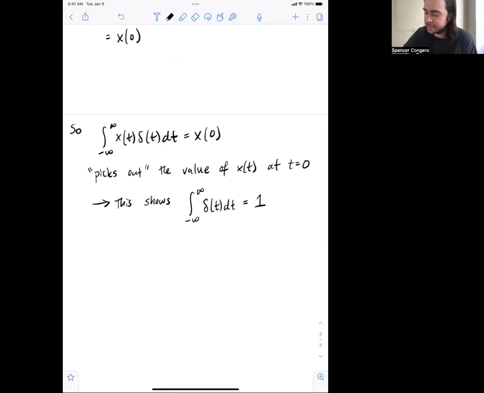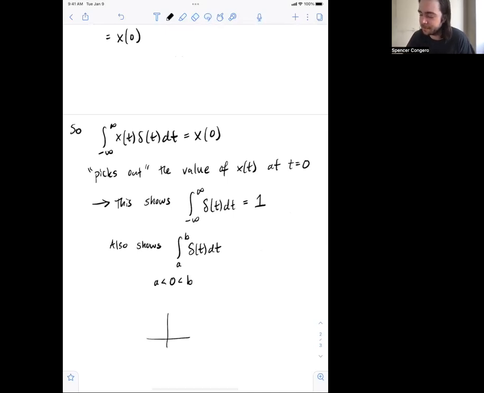Also shows that if I just integrate from, let's say, a to b, this delta function, as long as a and b are on opposite sides of 0, then the same thing's going to apply. I'm just integrating, maybe this is a, maybe this is b, maybe my function here is just 1 between a and b. But still, when I integrate this function times a delta function, it's going to pick out the value at 0, which is still 1.